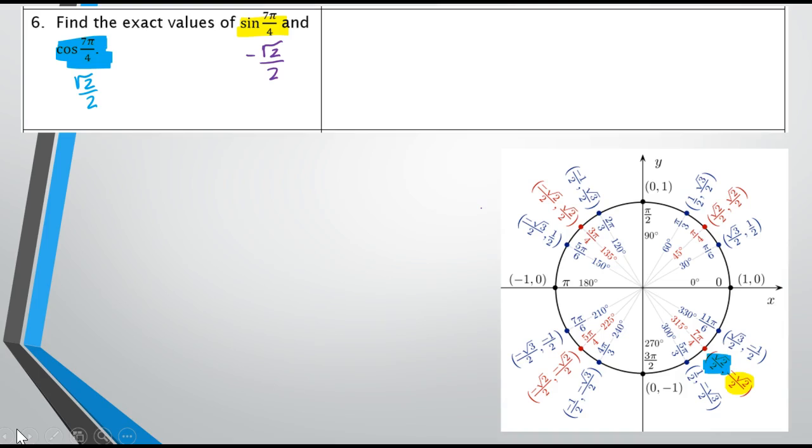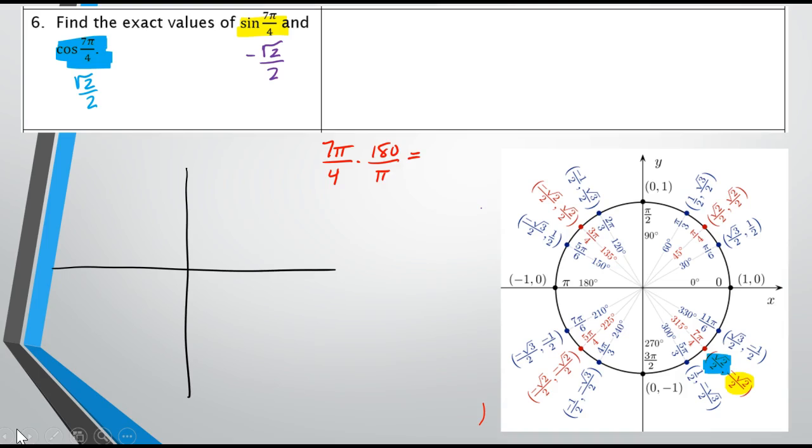If you didn't want to use the unit circle, so if you didn't have it memorized and you wanted to just do it from scratch every time, which would be fine, the first thing I would do is take 7 pi over 4 and change it into degrees. The way that you do that is by multiplying by 180 over pi. Your pi's are going to cancel each other out, and then you would multiply 7 times 180 and divide by 4, and you should get 315 degrees.